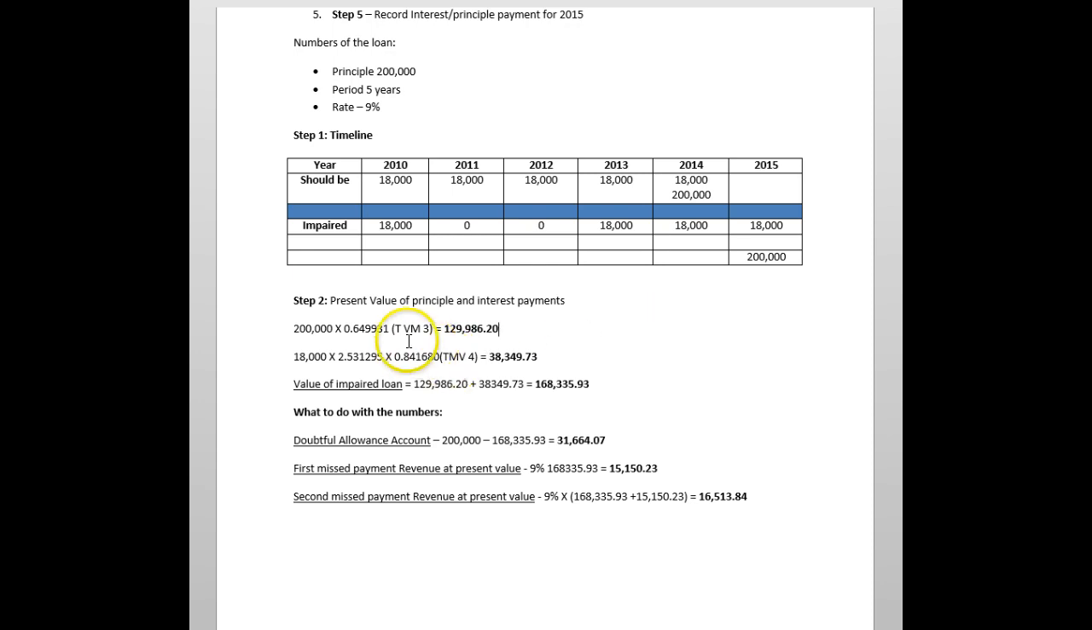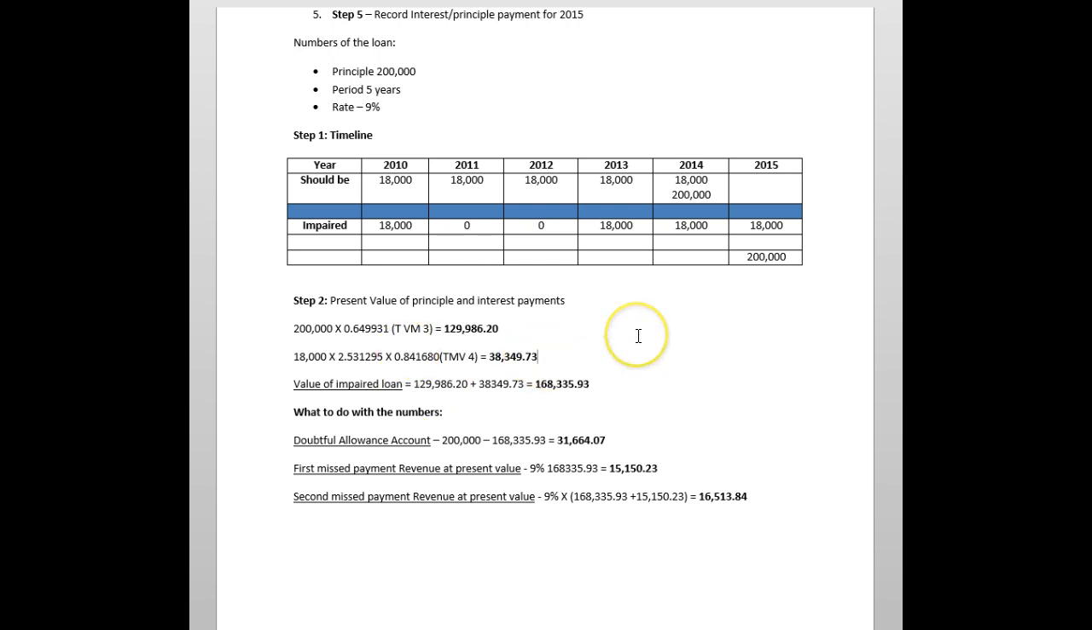The first one is relatively easy. You take the lump sum of $200,000 and you bring that back to a present value of $129,000. And then you're going to look at the interest payments. Now these are interesting because instead of 5 years, you've only got 3 payments out here, and you've got 2 deferred. If you look back in the time value module, it will tell you how to account for a deferred payment.